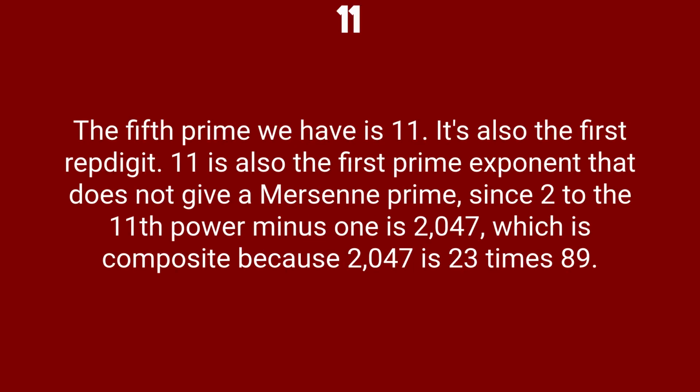The 5th prime we have is 11. It's also the first repunit. 11 is also the first prime exponent that does not give a Mersenne prime, since 2 to the 11th power minus 1 is 2047, which is composite because 2047 is 23 times 89.